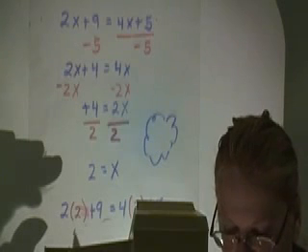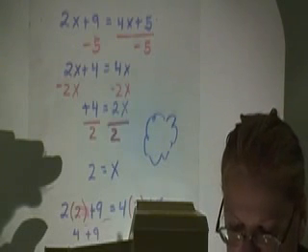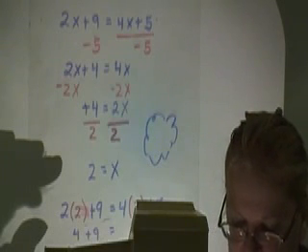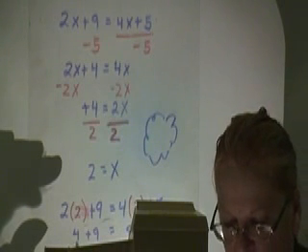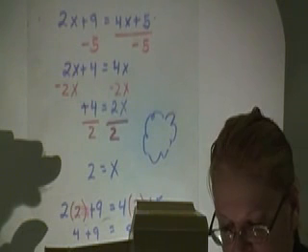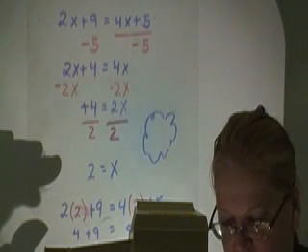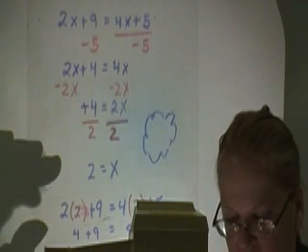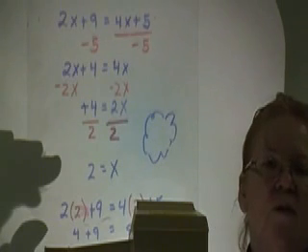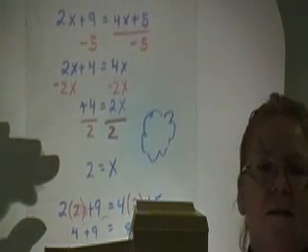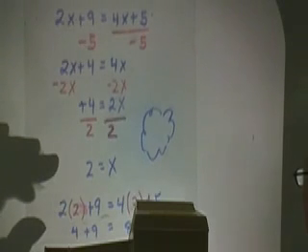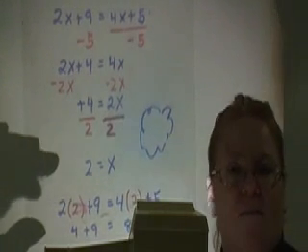2 times 2 is 4 plus 9. 4 times 2 is 8 plus 5. 4 plus 9 is 13 equals 8 plus 5 is 13. 13 equals 13 is a true statement. That's good. Very good. Okay.